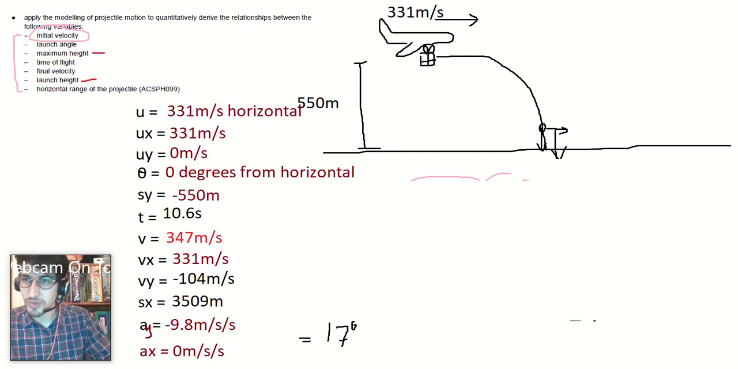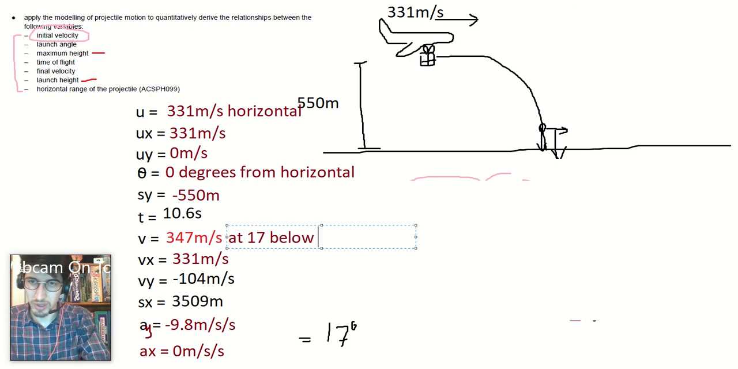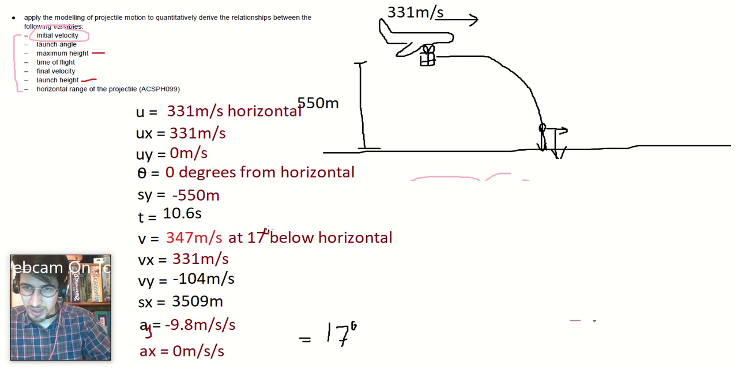So in the end, when we're writing down what the final velocity is, get rid of all of this, we have written 347 meters per second. We have to add to that at 17 degrees below horizontal. I'm going to draw the degrees in here. There we go. Because it is a vector, this would be your final answer.